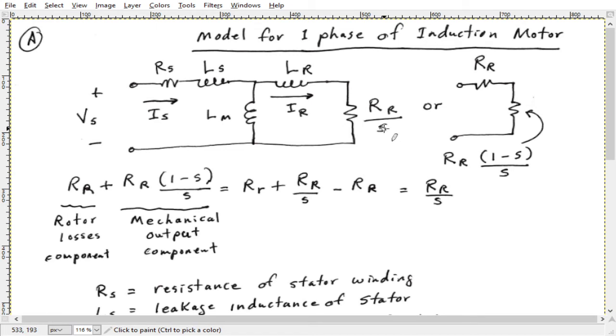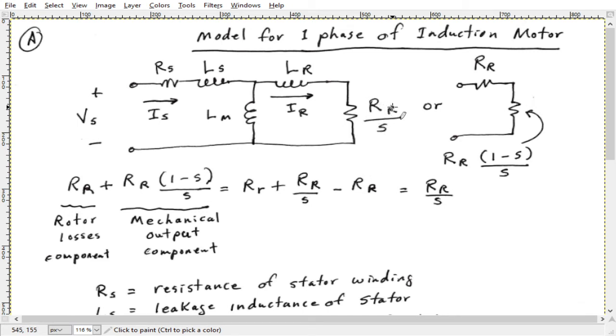S equals 0 corresponds to the case where there's no slip, where your rotor is traveling at the same speed as the stator. Now, I've already said that basically that can't happen, because the rotor has no source of external power. It's getting its power from the magnetic field being produced by the stator coils. So it has to go slower than that. It's pulling it along. So S equals 0 would correspond to synchronous speed, and look what happens.